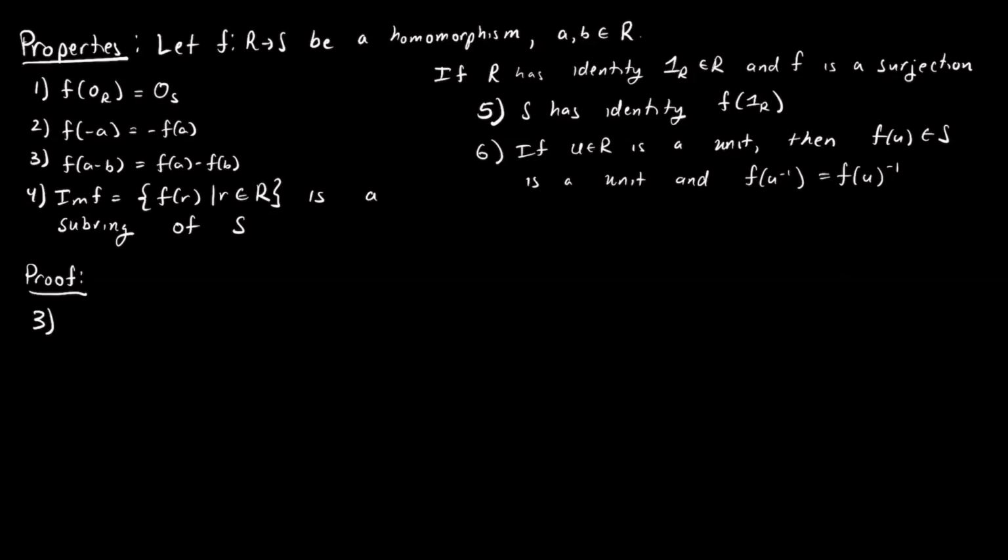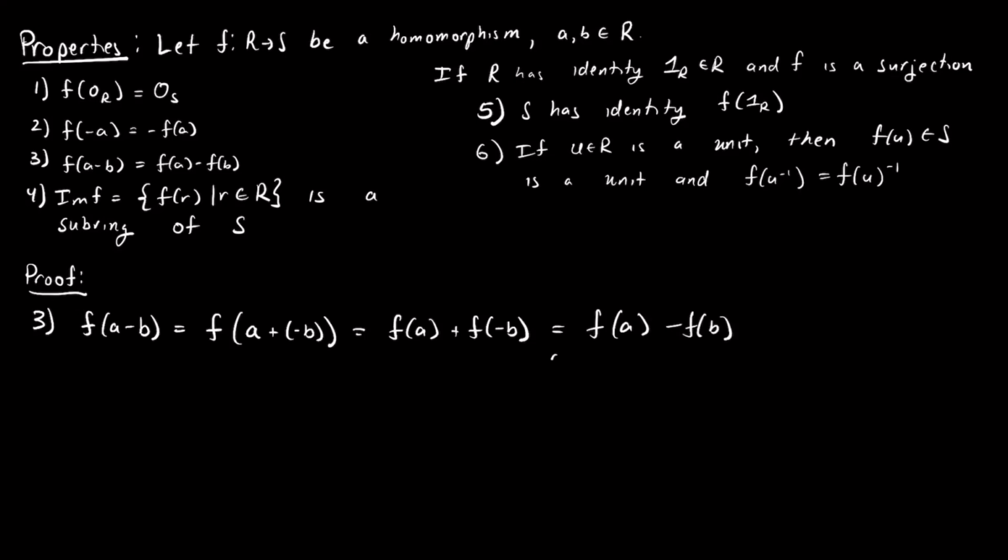For property 3, let's take a look at this. I know that f of a minus b can be rewritten as f of a plus negative b, a plus the additive inverse of b, and since f is a homomorphism, this is f of a plus f of negative b. By property 2, I know that f of negative b is negative f of b, so we know that this is f of a minus f of b. Okay, so that proves 3.